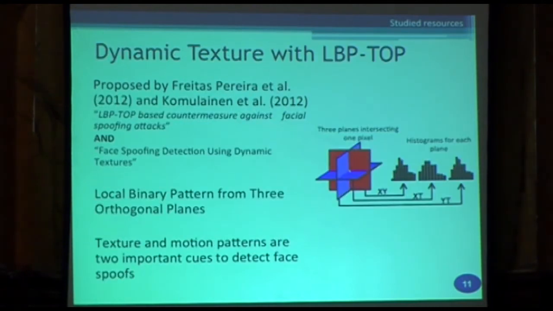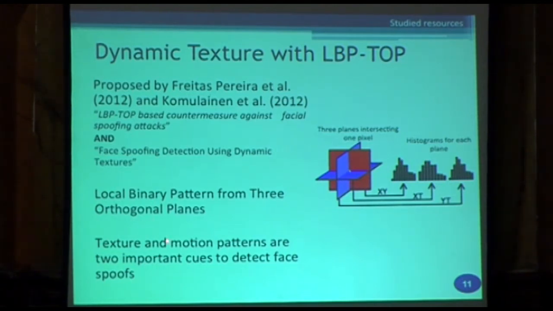Finally, the third countermeasure is dynamic texture with LBP-TOP, proposed by Freitas Pereira et al. in 2012. LBP-TOP is an acronym for local binary patterns from three orthogonal planes.